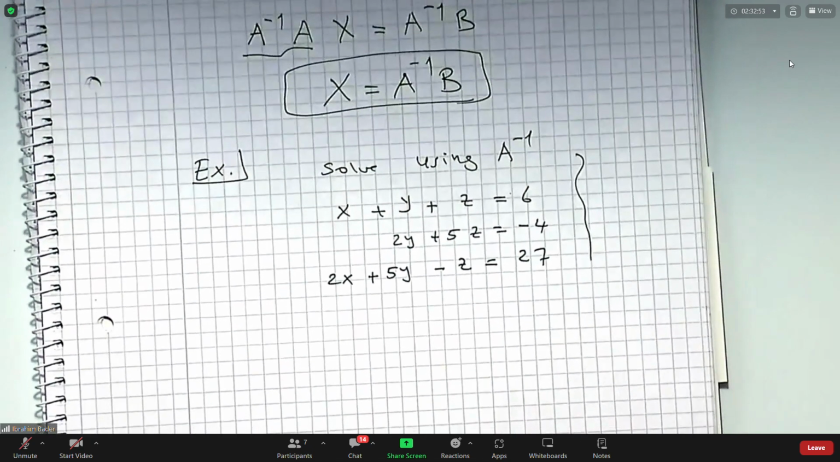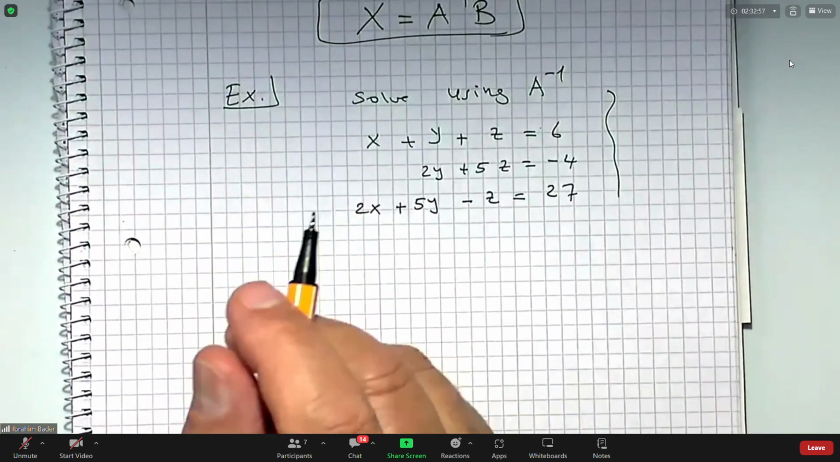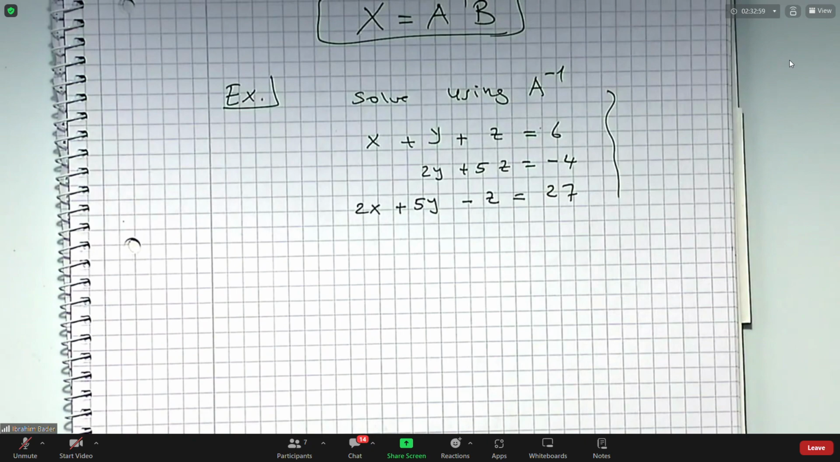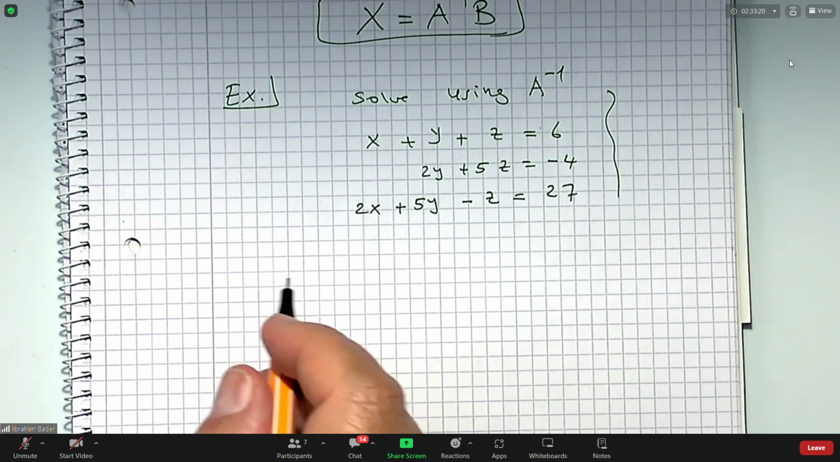Now here, I keep getting this question very often: can I use any method to solve the linear system? If it's not indicated, you can use any method. You are free to use any method. But if the question is asking you to use a specific method, of course, you have to stick to that.